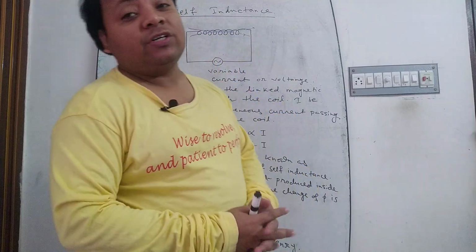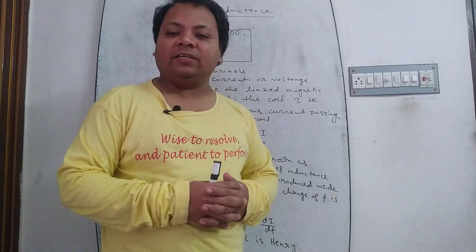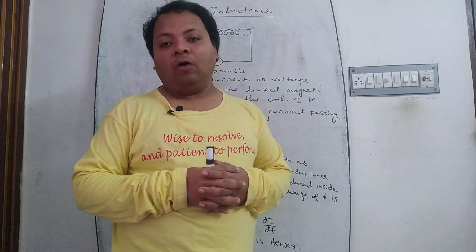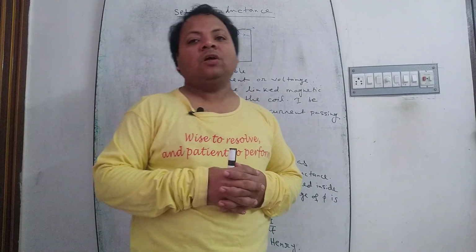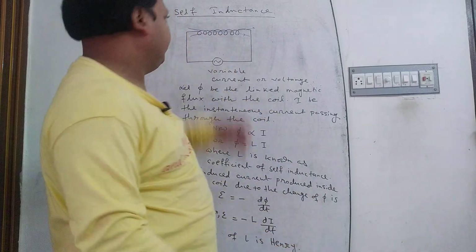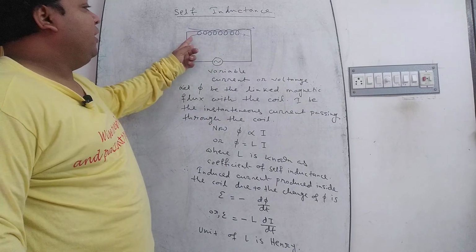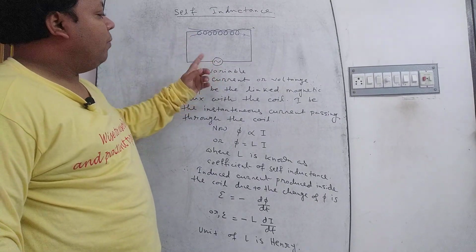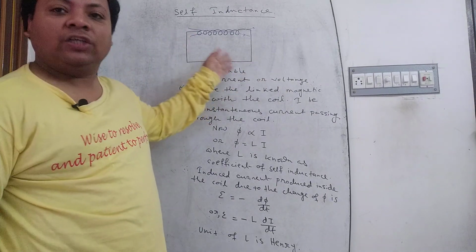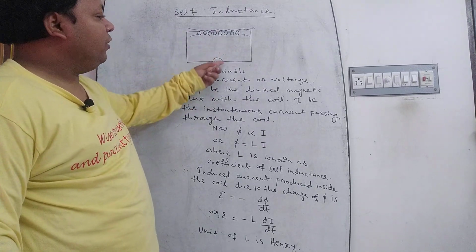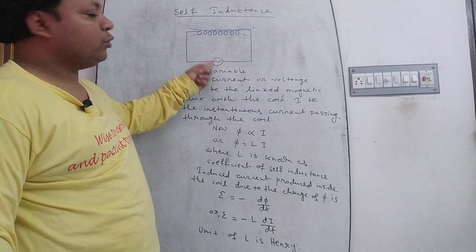Today I am going to discuss self-inductance, mutual inductance and the working principle of transformer. First, self-inductance. Let a coil be connected with a variable current or voltage source. This is a coil connected with a variable current source or voltage source.